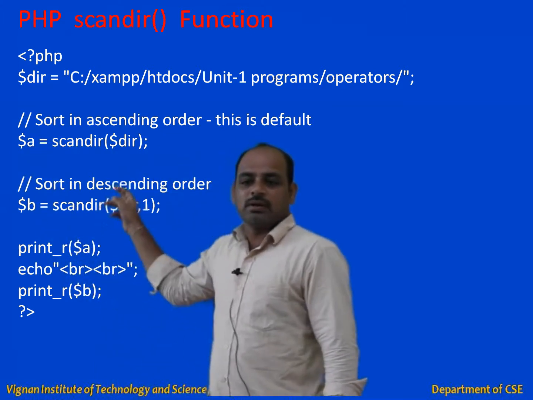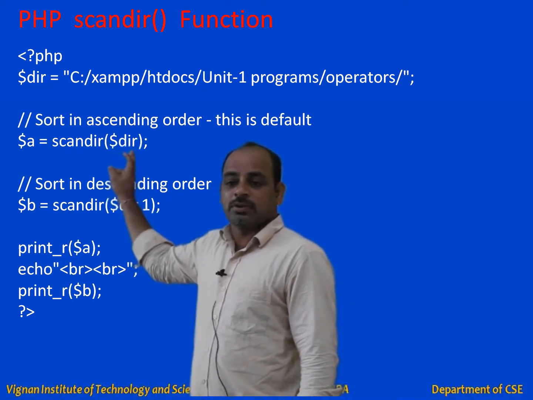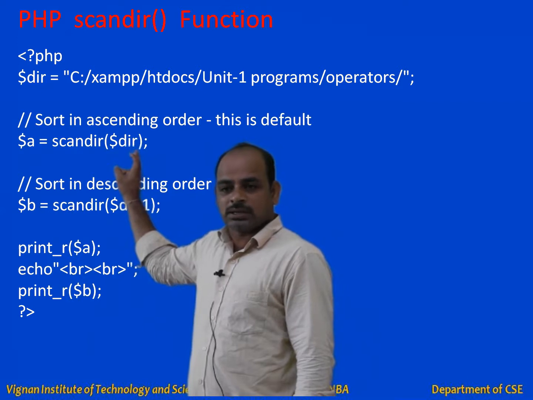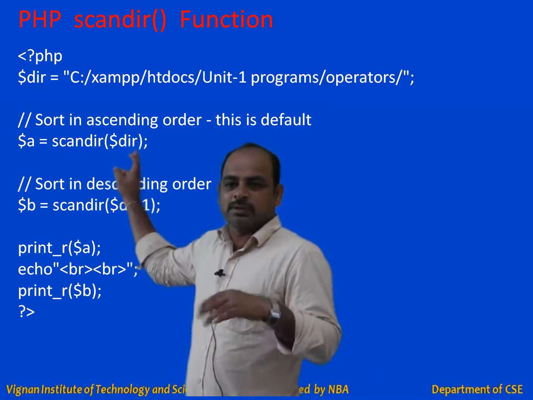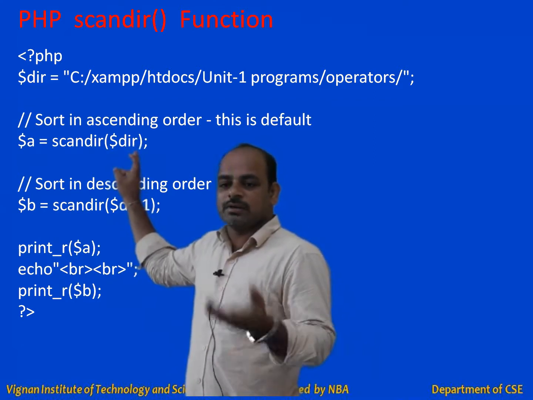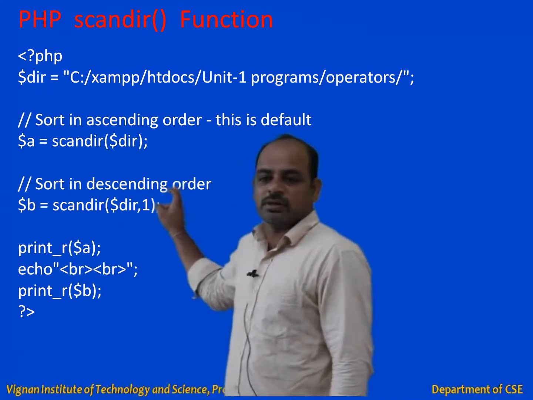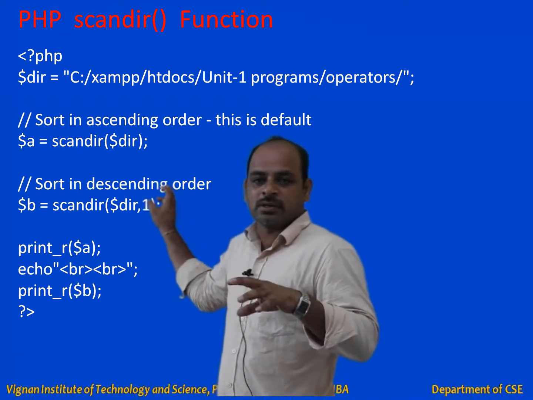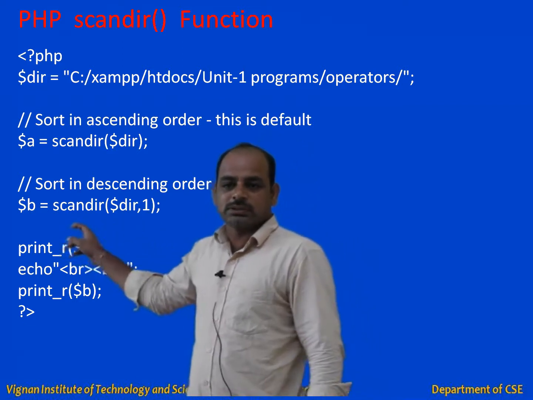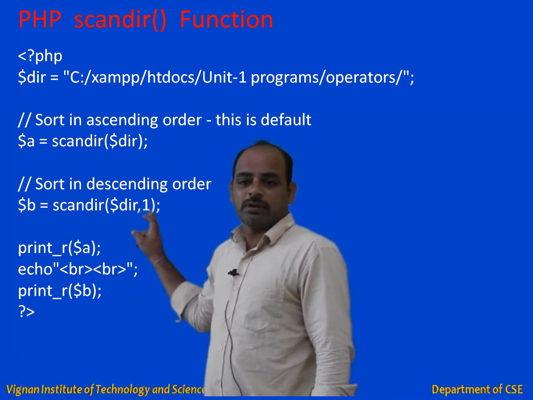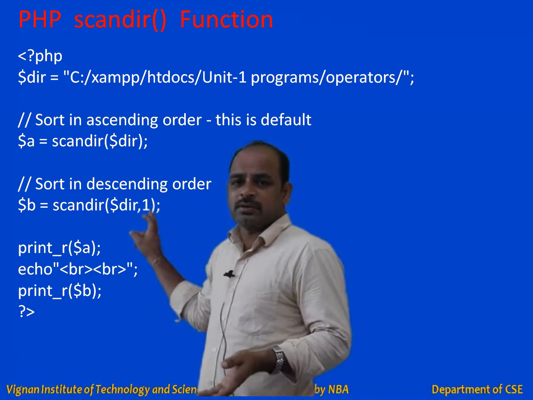And similarly, these will be sorted in ascending order, because we have not used the second parameter here. The second parameter is what? Order. Order is optional. Optional means you may specify it or you may not specify it here. If you are not specifying it, by default it will sort in ascending order here. Next, sort in descending order. If you want to sort the content of the directory in descending order, then you have to use the second parameter. The second parameter is set to 1 here. Scandir and 1. 1 means the content of the directory is sorted in descending order here, right?